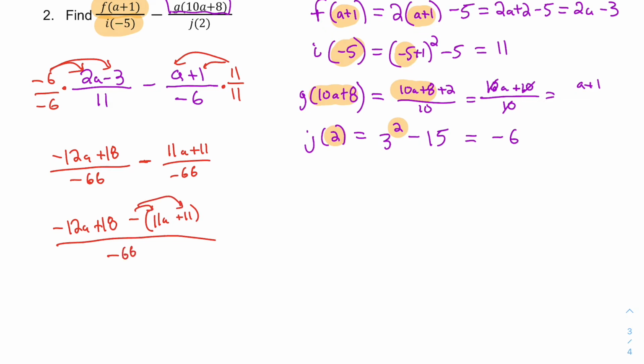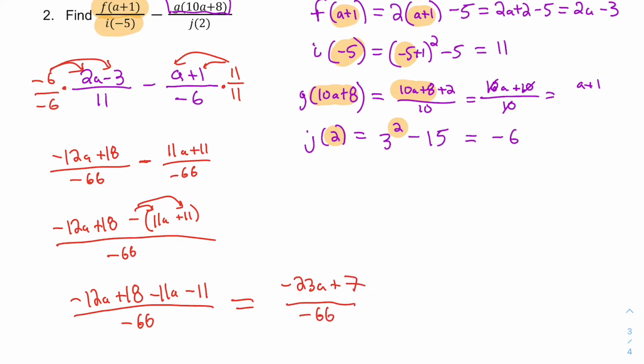Ensuring that we are subtracting all parts of the equation, we distribute this negative. So we get negative 12a plus 18 minus 11a minus 11 all over negative 66. We combine our like terms in the numerator, so we get negative 23a plus 7 all over negative 66.